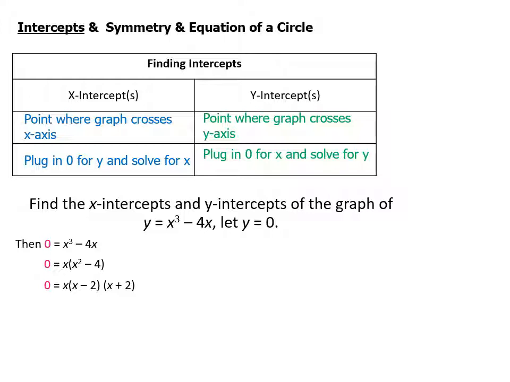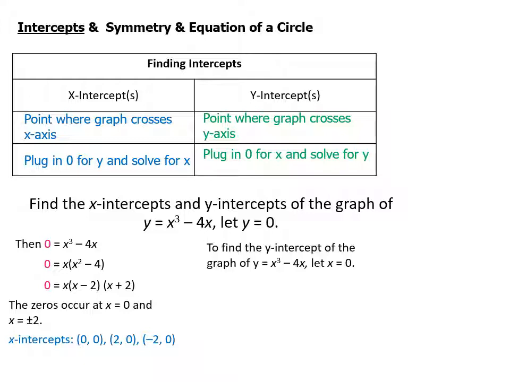Now what makes each of those factors 0? 0, 2, and negative 2. So our zeros, our x-intercepts, are at (0, 0), (2, 0), and (-2, 0). To find the y-intercept, let x equal 0. So we'll plug that in, and that right-hand side just simplifies to 0. So the y-intercept is just (0, 0).